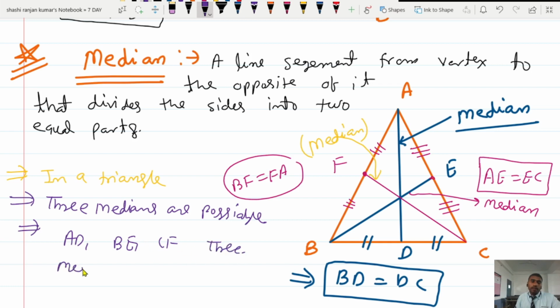So in a triangle, maximum how many medians can be drawn? 3 medians can be drawn in a triangle. Got it? Is it clear? Noted up to here?